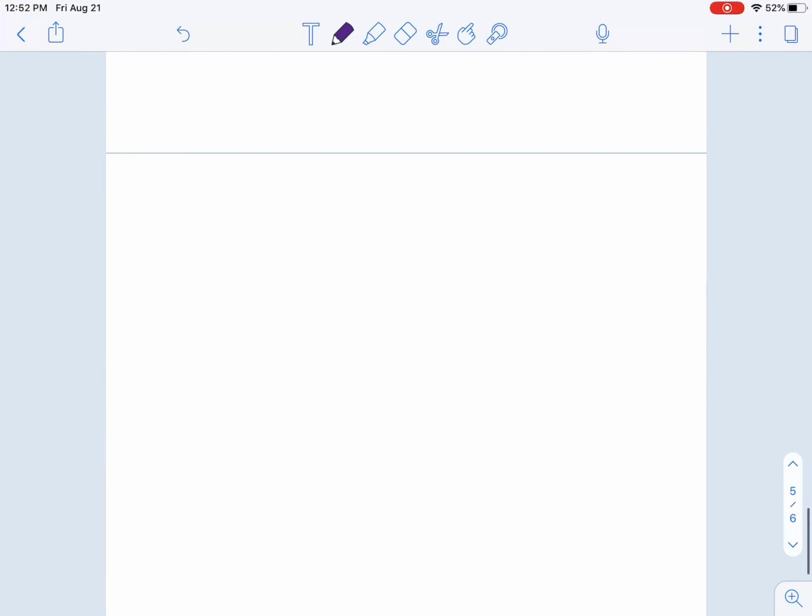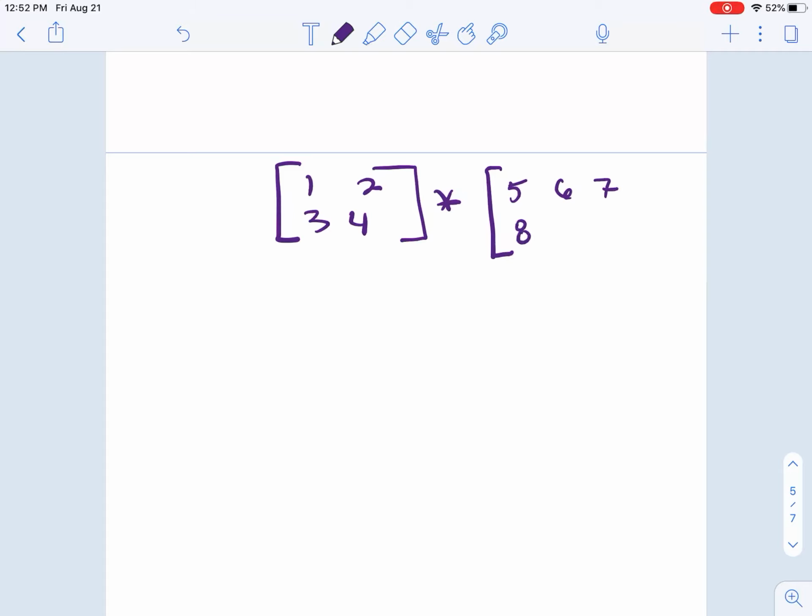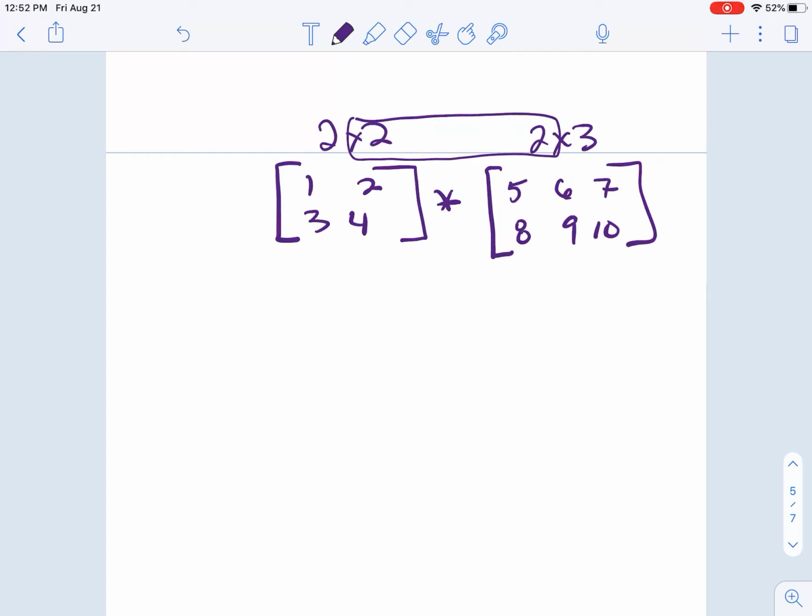All right. So I'm going to do one more. We're going to multiply 2 matrices, 1, 2, 3, 4, times, I have to have 2 rows here, 5, 6, 7, 8, 9, 10. This is a 2 by 2. This one is a 2 by 3. The middles have to match.